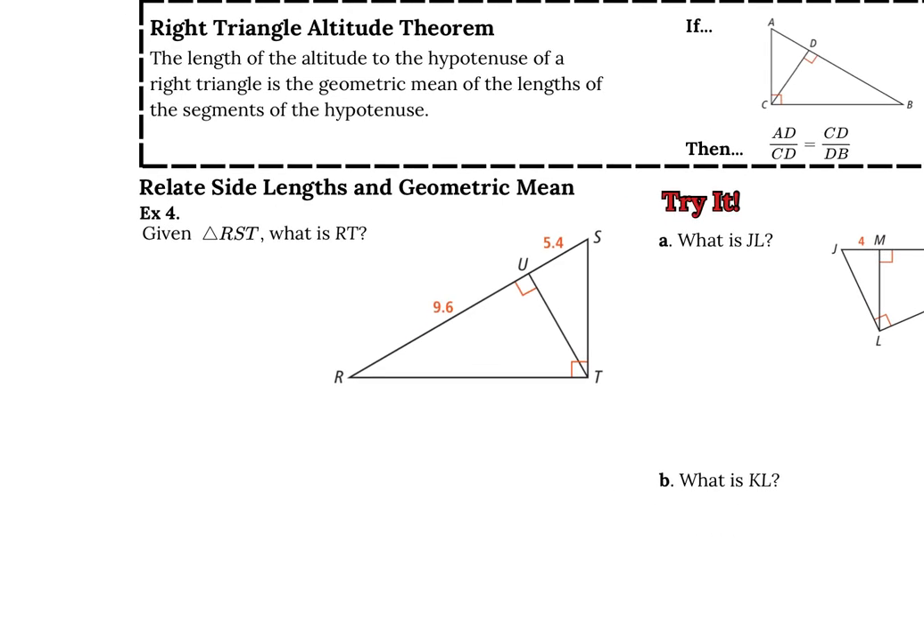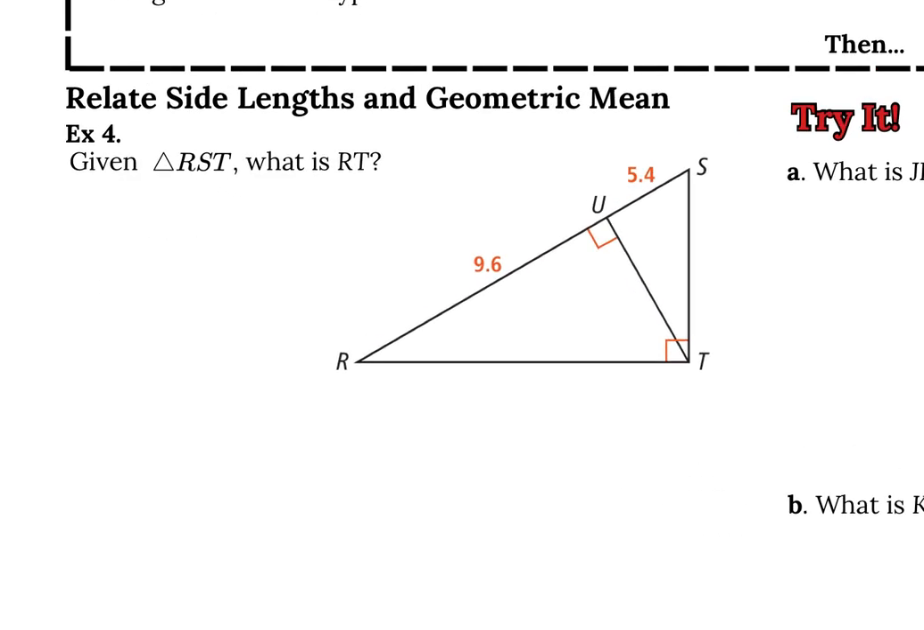Okay, so example 4. We have triangle RST, and we want to find what RT is. So we're looking for that measure. Okay, we can use our geometric mean to help us solve that. So we would have RS over RT, which is what we're looking for, would equal RT over RU.